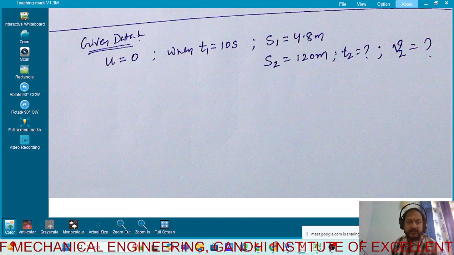S is equal to ut plus half at square. Okay, so let us use this particular data in this equation first. Now what is S here?